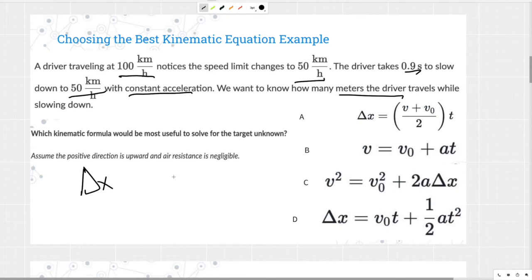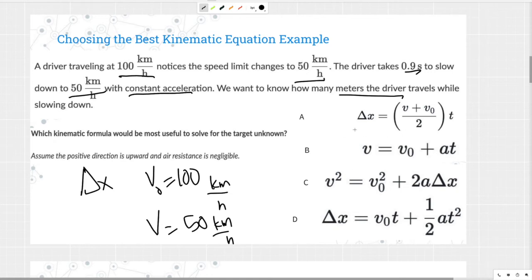And we have the initial velocity. It's 100 kilometers per hour. And we also have the final velocity, or just the velocity, as 50 kilometers per hour. So let's see what we have. And yeah, it's constant acceleration.